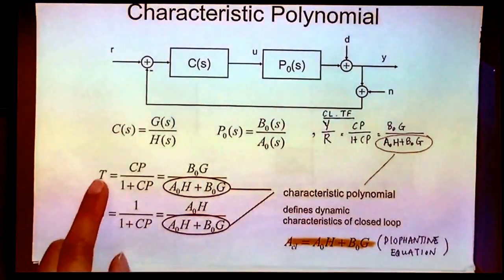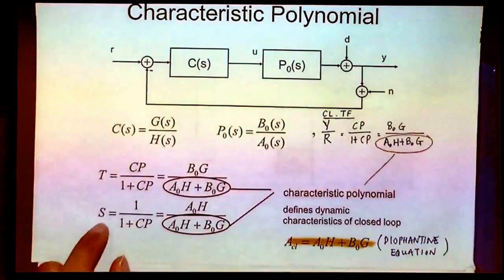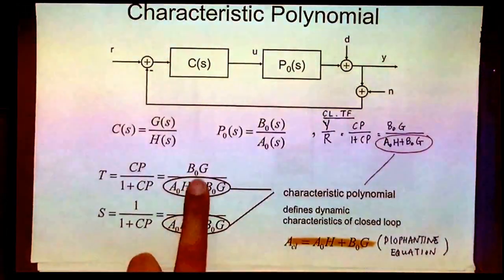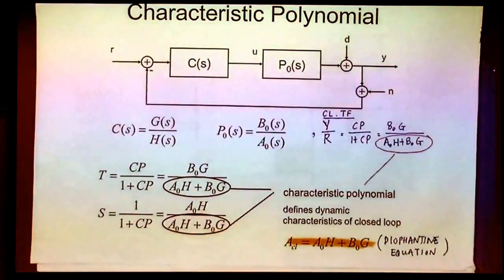Okay? And you update your complementary sensitivity function T and sensitivity function S. You end up with B naught G over A naught H plus B naught G, and A naught H over A naught H plus B naught G. See that the denominator is still the same.